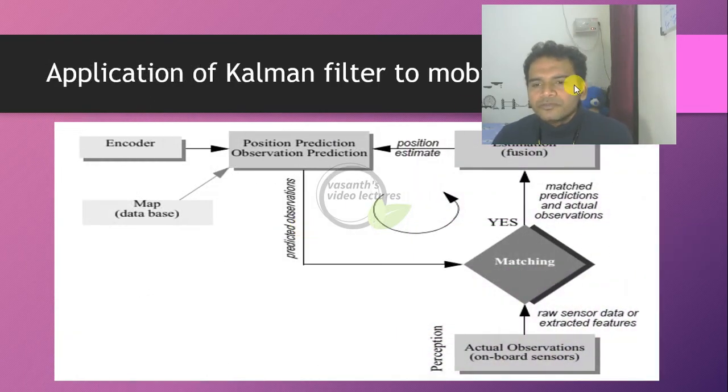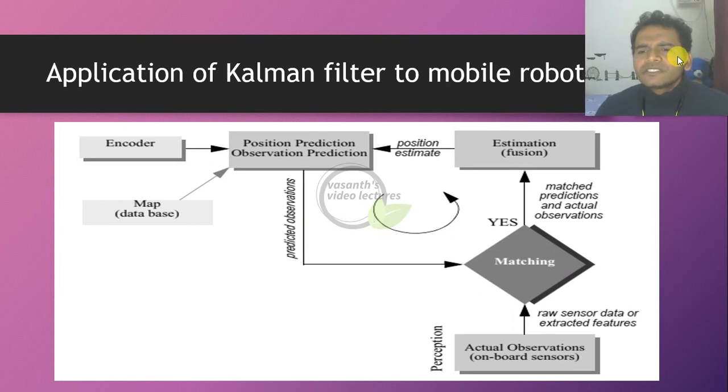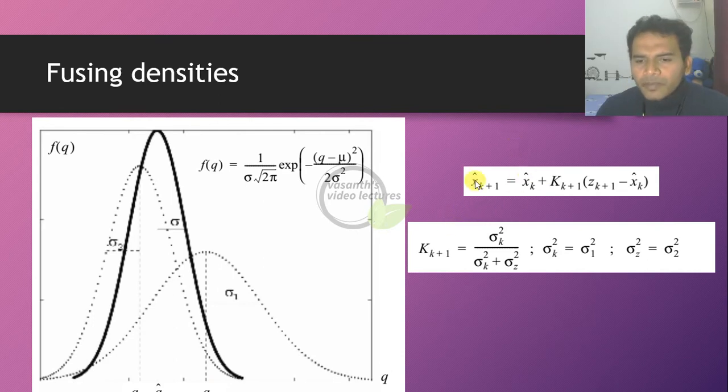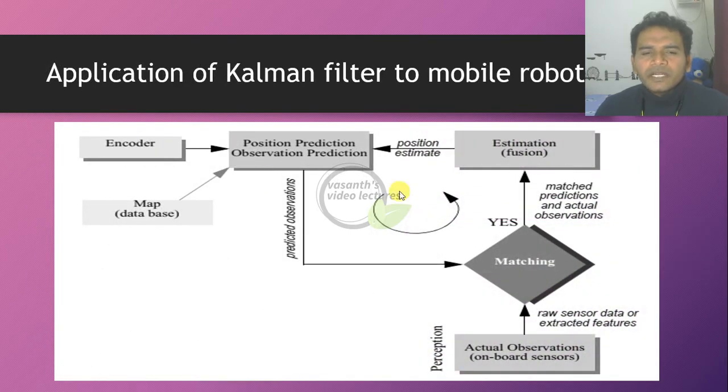So let us move on to application of the same Kalman filter to a mobile robot. You need an encoder for this, and then you have a map database which will feed all the continuous data values onto the prediction part. So the prediction part is something we have done here already, that is sigma k plus 1. What is the next state in this case? That's the prediction. That part alone is this one. So you have a map and you have an encoder. Both the data are fused, and then position prediction and observation has been done.